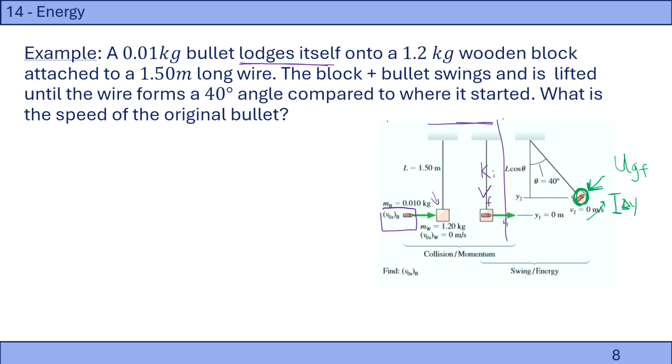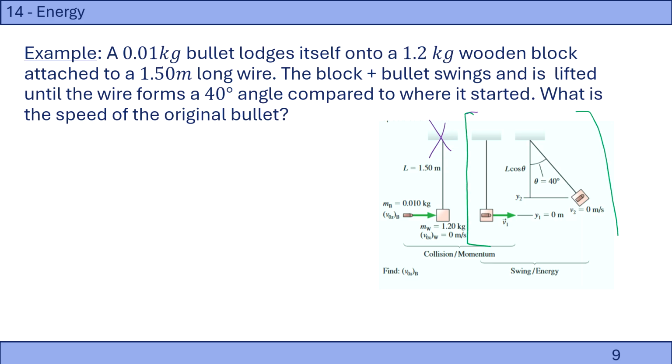Again, we'll start at the end. We're going to start at the potential and kinetic energy. So ignore this first part and look only in this part. This is the second part of the action. We'll just write down something that's true: UGI plus KI equals UGF plus KF. That is, the initial potential plus initial kinetic is equal to final potential plus final kinetic.